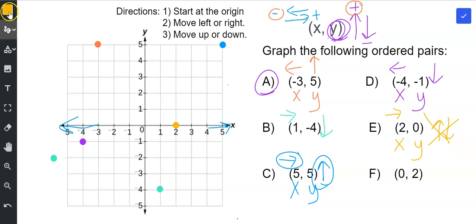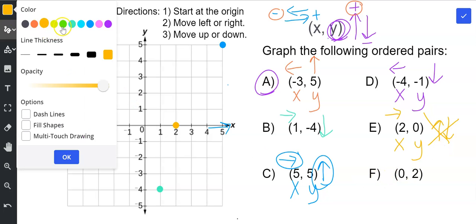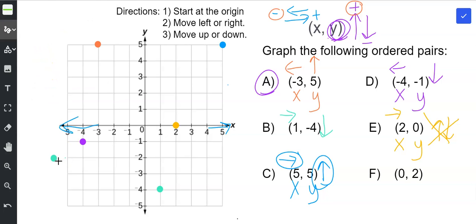All right, moving on to F. Let me change the color again, and then I'll change the thickness so I can draw in my arrows. So the x value is 0. So that means there is no left or right movement. So you do not move left or right. And then the y value is a positive. So that means I'm going to move upwards too.